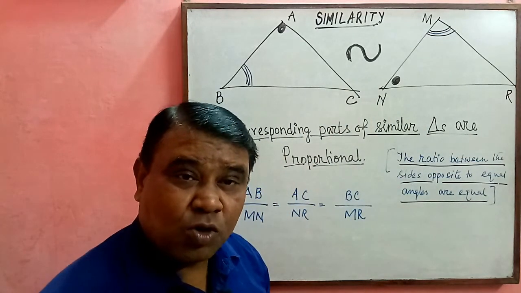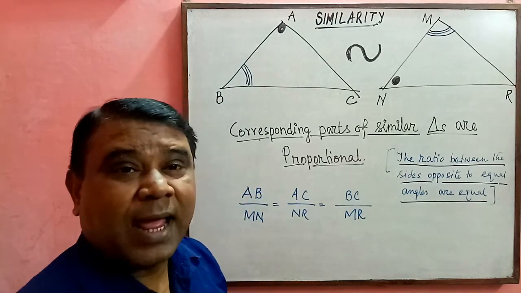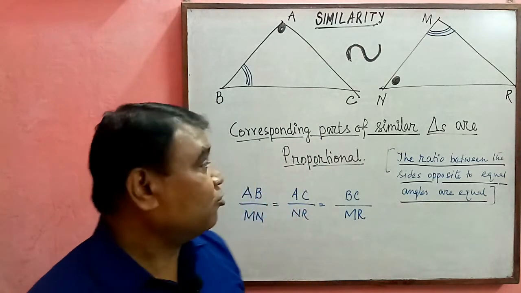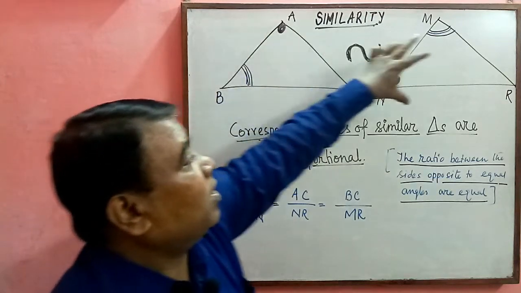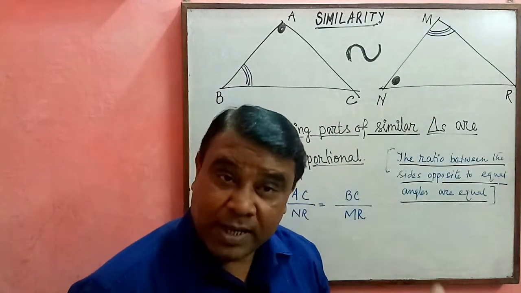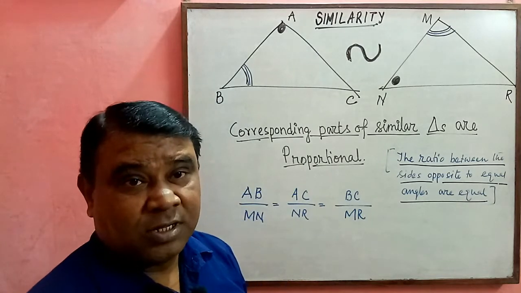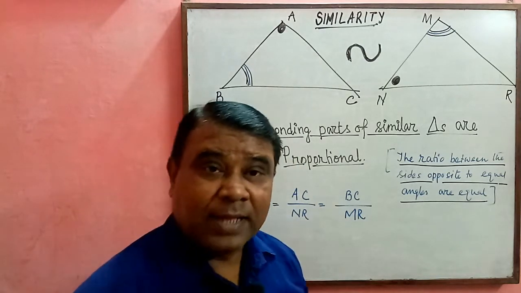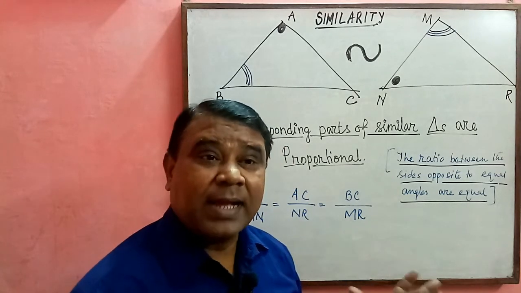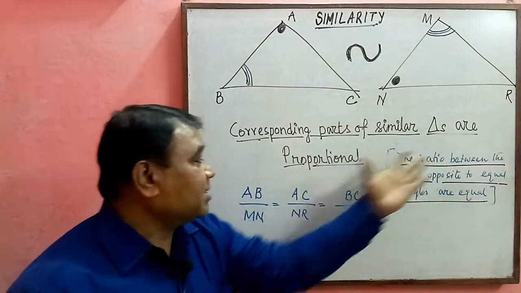We need not show all three angles of a triangle, because we know the sum of the angles of a triangle is 180 degrees. So definitely, if two angles of a triangle are equal to two angles of another triangle, then the third angle will be automatically equal. Then they will be similar. They will be alike, as their corresponding angles are equal. Here, corresponding parts of similar triangles are proportional.